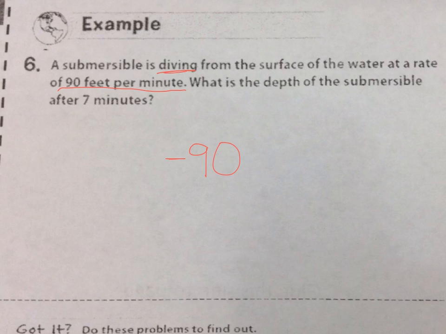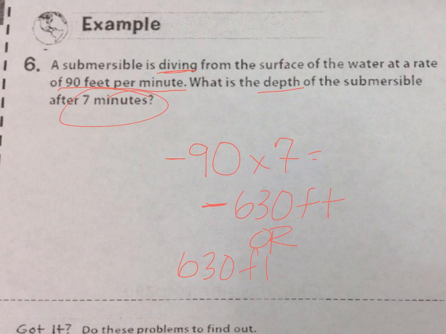And we want to know what's the depth after 7 minutes. So to figure this out, all I do is take its rate per minute and multiply it by 7 minutes. My signs are different, so my answer is going to be negative. And then 90 times 7: 9 times 7 is 63, add that 0. So the submersible would be at -630 feet, or another way to write this is 630 feet below sea level.